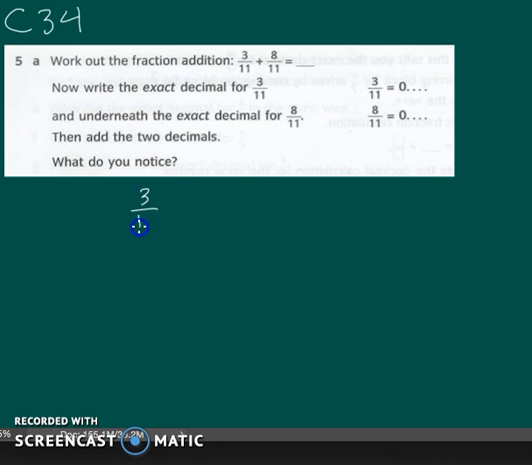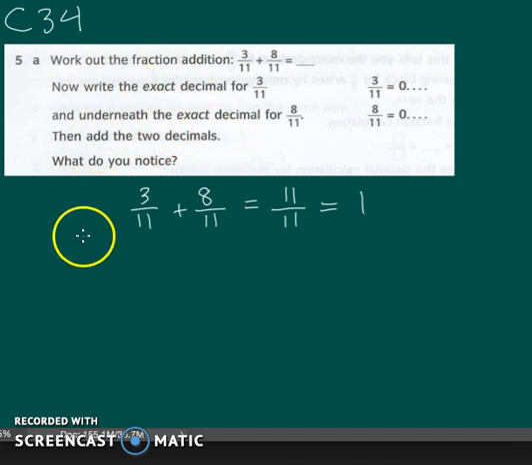So 3 over 11 plus 8 over 11, you can easily figure out is 11 over 11, which is equal to 1. But let's work out the second part of the problem, see where we get. Let's write out the exact decimal for 3 over 11, which means that we're just going to treat that like division. So we will say 3 divided by 11, and I have a suspicion we're going to get into decimal places, so I'll just put a bunch of zeros down and see how many we need later.